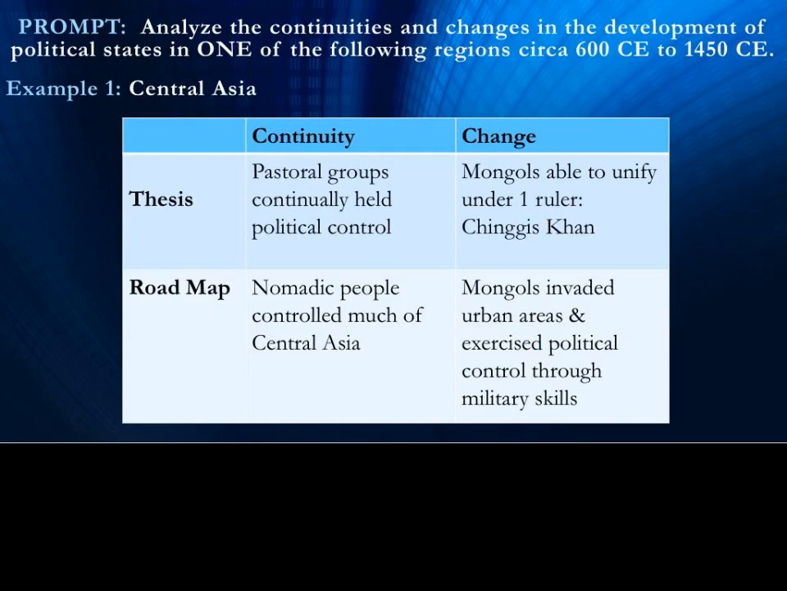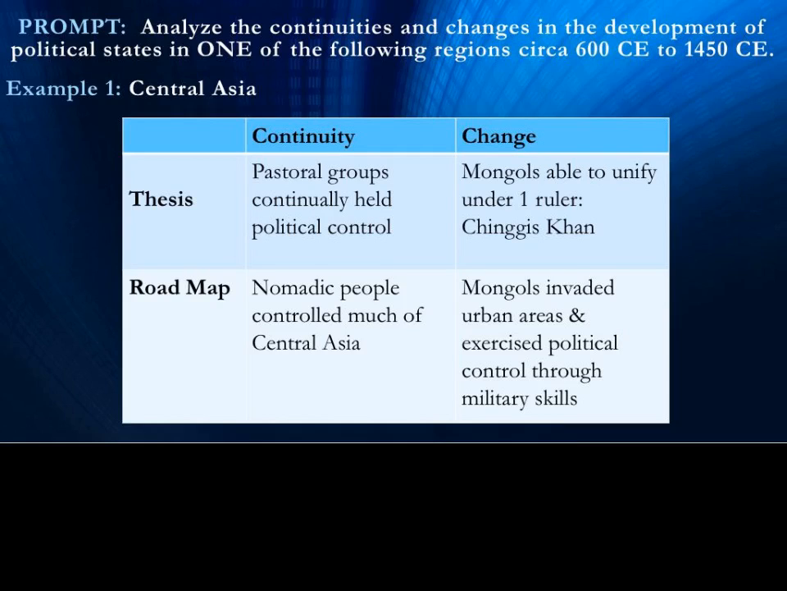So I used the example of the change to write my roadmap. Right? They invaded urban areas, and that's how they began their conquest to take control, and they exercised that political control. Notice I put political because we always need to be specific. It's better to specify than to be vague, through military skills. And by putting how they were able to exercise political control, that opens up the door for lots of pieces of evidence, because there's a lot that you could write about the military skills of the Mongols.